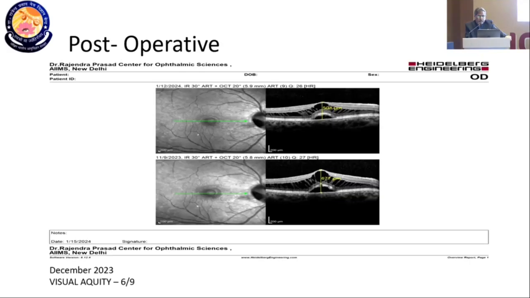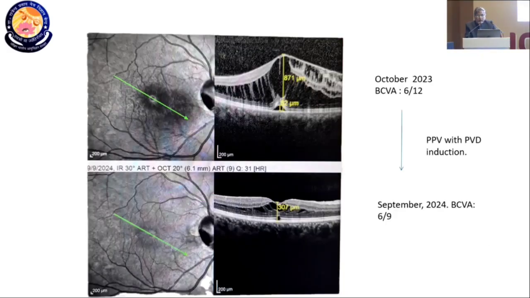Now this is the case pre-operative. As you can see, at vision 6/12, the thickness is 871 and there is a neurosensory detachment. After 1 year of just doing PVD induction, the vision has improved to 6/9, there is still a small defect, and the thickness has decreased to 309. This is the only case we are following for the last 7 years.